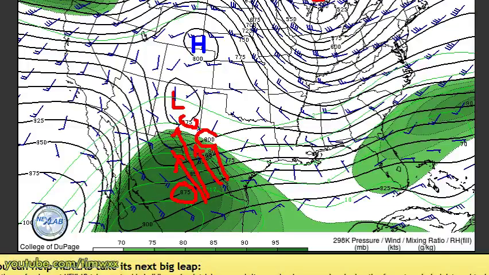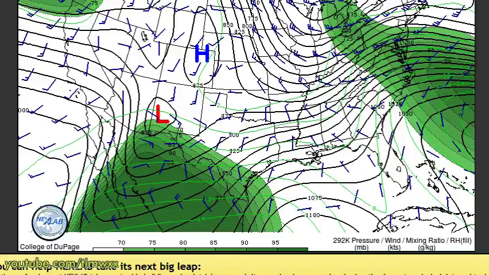Forgot to draw the arrows on there. So yeah, that's lift. This is all upward motion. And likewise, you can have downward motion. Let me find a good example of that. There we go. Downward motion right through here.